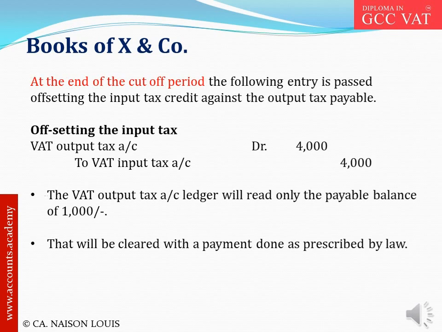Books of X and company. At the end of the cutoff period, the following entry is passed, offsetting the input tax credit against the output tax payable. The entry will be like this: VAT output tax account debit 4,000 dirhams to VAT input tax account 4,000 dirhams. The VAT output tax account ledger will read only the payable balance of 1,000 dirhams now, and that will be cleared with the payment done as prescribed by the law.